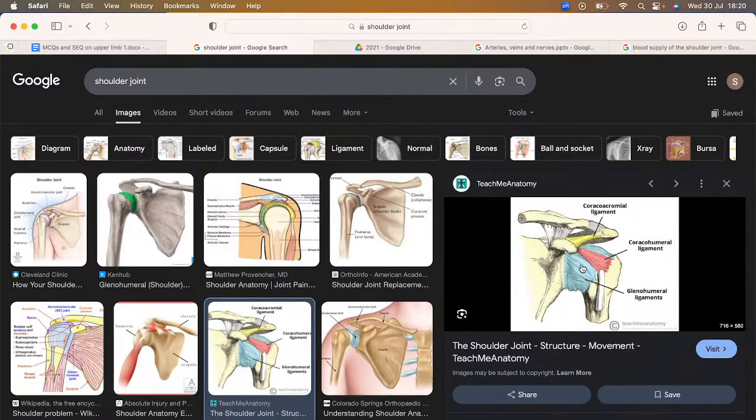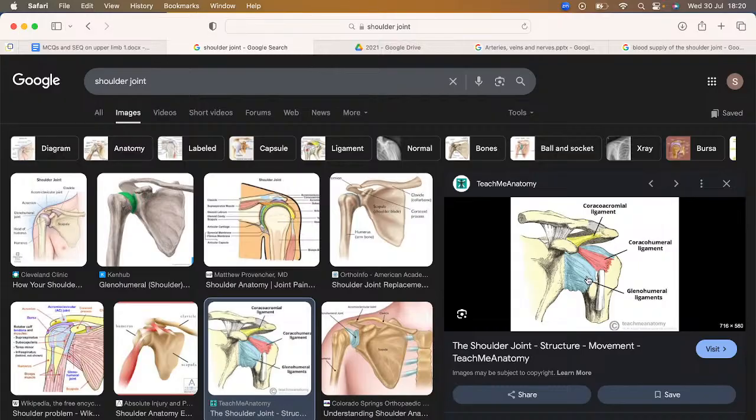So you can see the glenohumeral ligaments, and usually there are 3 bands, so you have to mention all 3 bands, starting from the superior, the middle, and the inferior band. And then you can mention the coracohumeral ligament going from the coracoid process to the humerus, and the coracoacromial ligament, which prevents the hyperextension of the shoulder joint, okay, which basically goes from the acromion to the coracoid process.